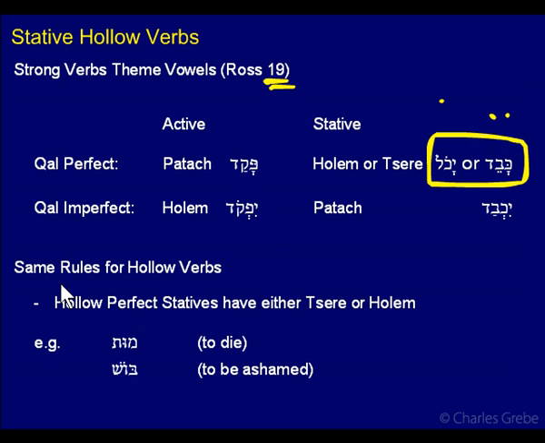Now, we use the same rules for the hollow verbs. The hollow perfect statives, so this line is what we're looking at, have either tsere or holum, okay, up here, just like the strong verbs. And that's basically what this module is all about. So we'll look at two, moot and bosh. These are, of course, the two that Ross has. And we'll see that with moot, we have tsere. Moot means to die, but also means to be dead. So you can see how it's stative. And it uses tsere in some forms, and bosh uses holum, generally holum vav, if I can write it out here. So this is similar to what we have here for the statives and the strong verbs.